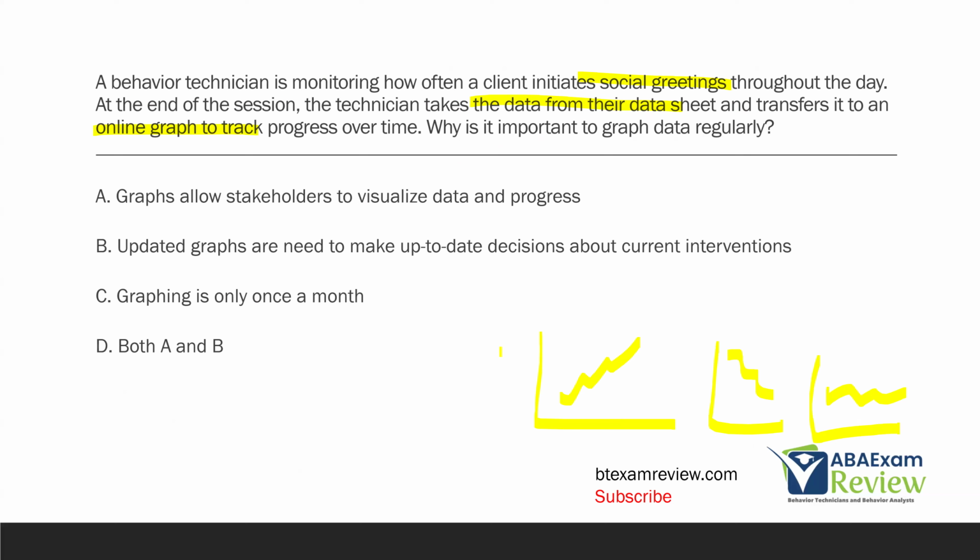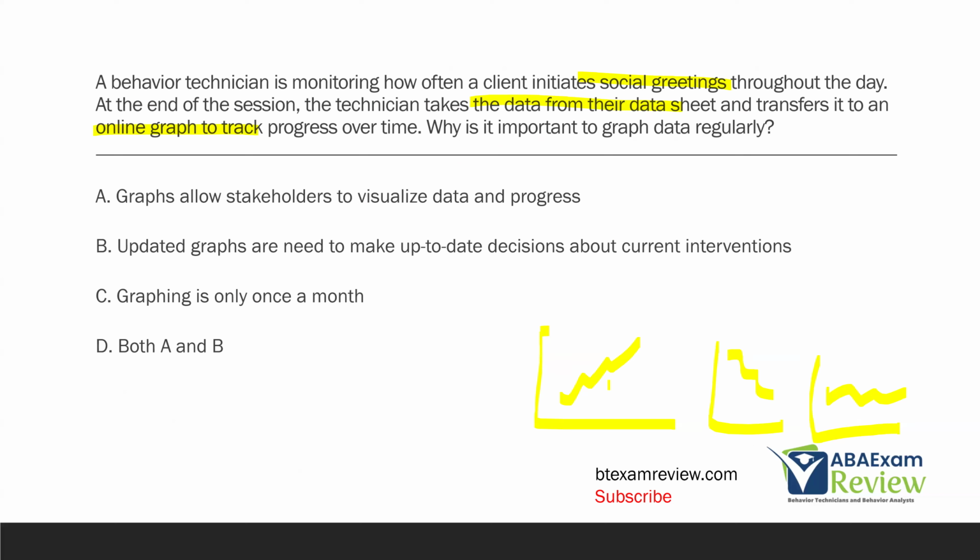So A, graphs allow stakeholders to visualize data in progress. You can give somebody a graph that looks like this, and they can quickly look at it and get a good idea of what's happening. And that's why it's very important for parents and other stakeholders to be able to see these graphs and why we want to do it regularly.